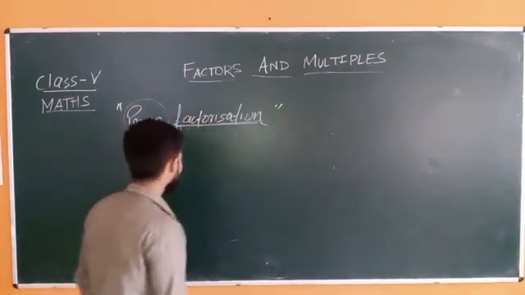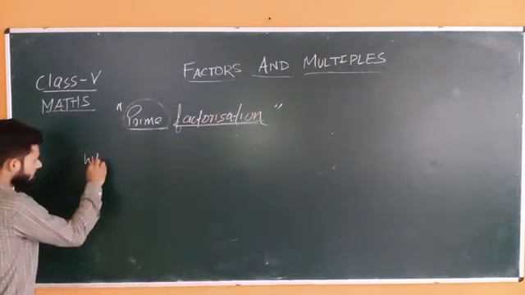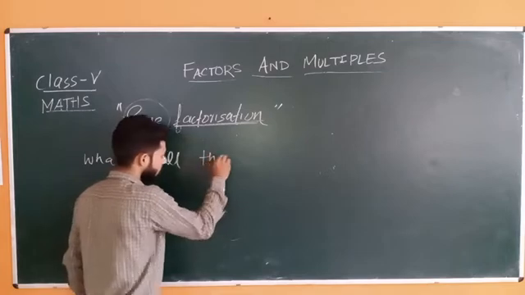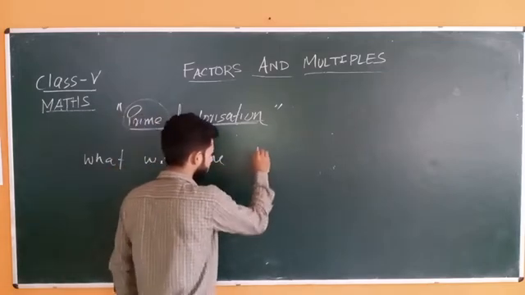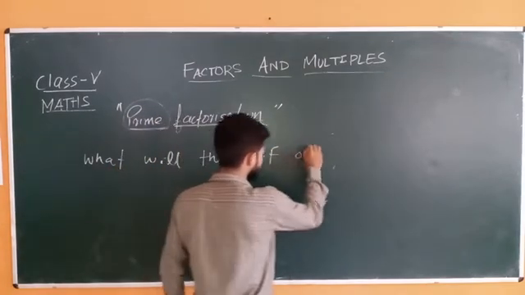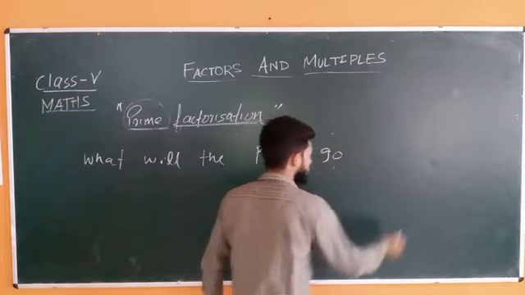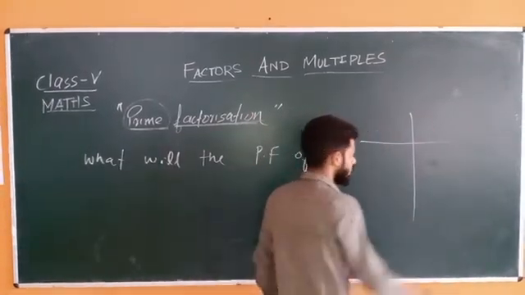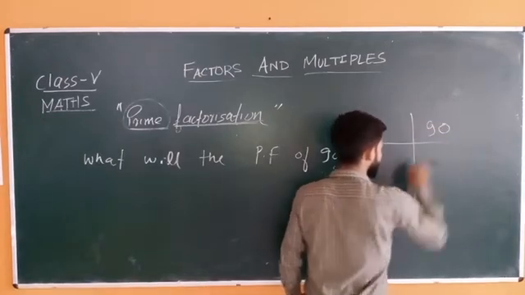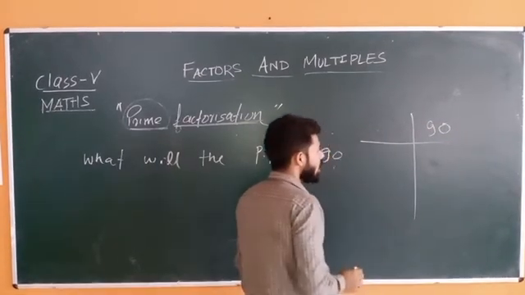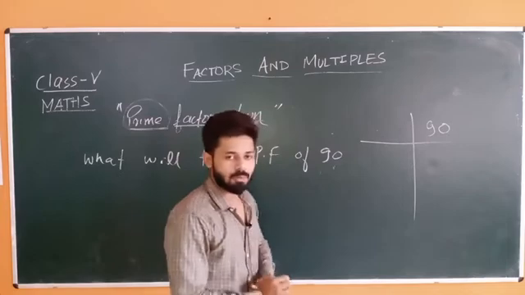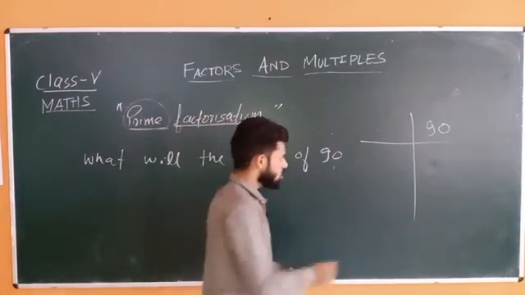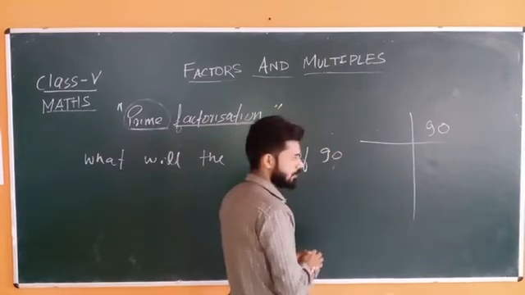सो इफ आई आस्क यू कि what will be the prime factorization of 90, ठीक है. सो व्हाट यू विल डू कि सबसे पहले आप एक हॉरिजॉन्टल और वर्टिकल लाइन खींचोगे एंड यू विल राइट हियर 90. नाउ टेक द स्मॉलेस्ट प्राइम नंबर जो 90 को कंप्लीटली डिवाइड करता है, ठीक है.